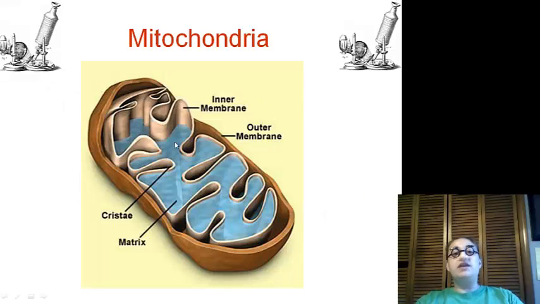Again, it is a jelly bean that has a maze inside of it, and each of the folds in the inner membrane is known as the cristae, and the fluid inside of that inner membrane is known as the matrix, and we go back and forth in and out of that inner membrane so that we can create energy.